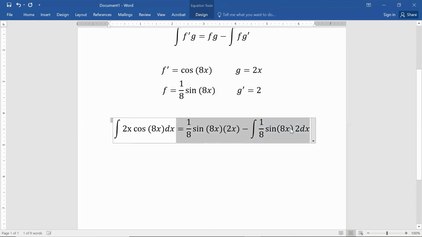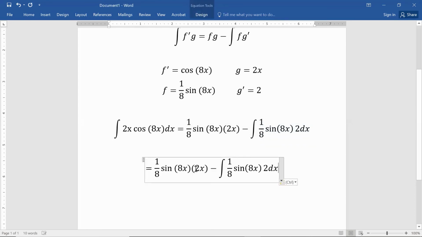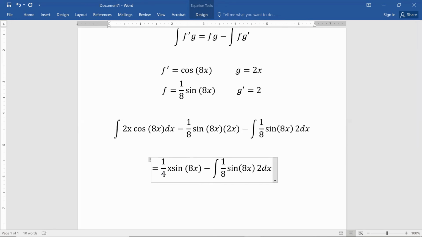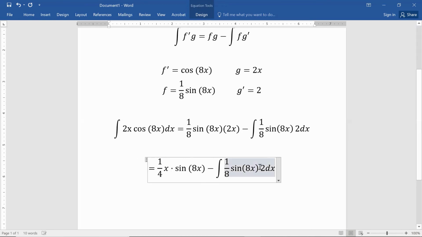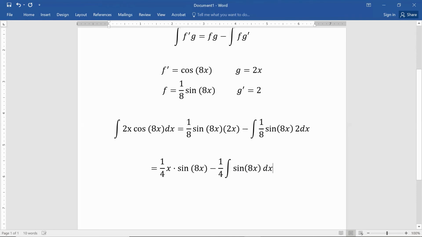Let me clean that up a bit. The 2x, remember, is being multiplied. The 8x is in the argument. 2x times 1/8. Well, 1/8 times 2 is 1/4. So I get 1/4 x multiplied times sine of 8x. Again, if I take 2 times an 8th, I get 1/4. I can pull that out front. Now you see we're integrating sine of 8x. That's very much doable from the rules that we've learned earlier.